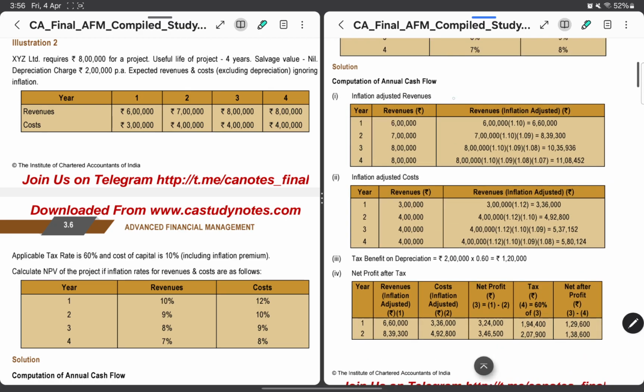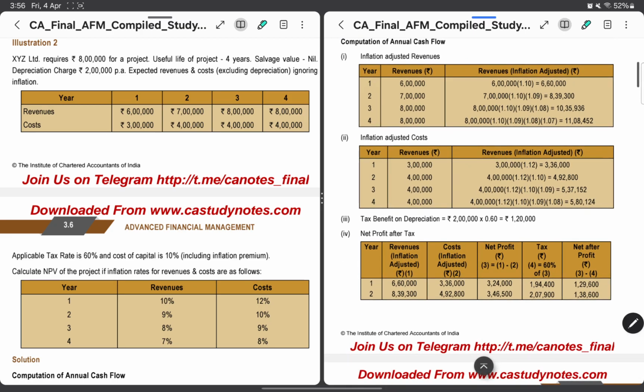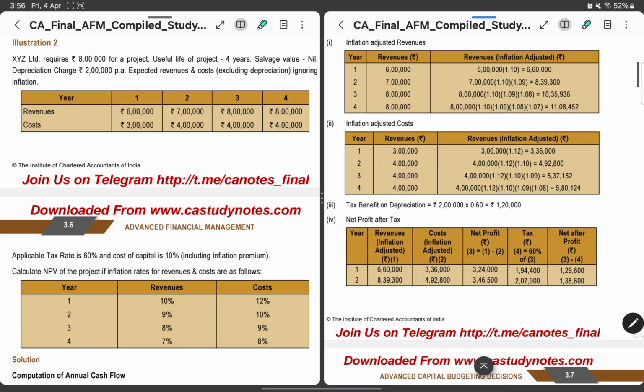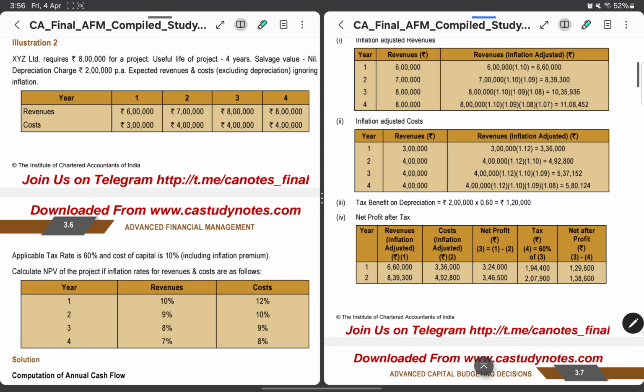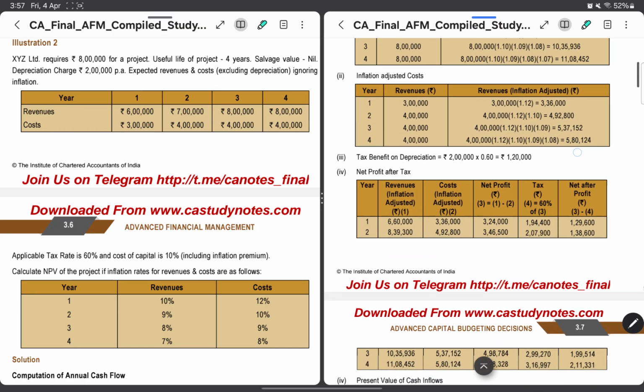So first we have calculated the inflation adjusted revenues, then inflation adjusted cost also, the same way as we did for revenues. So 3 lakh plus 12%, 3 lakh 36,000. Then 4 lakh into first year inflation, then second year inflation, 4 lakh 90,800. Then third year cost is 4 lakh. First year inflation 12%, second year 10%, third year 9%, 5 lakh 37,152. Then fourth year cost. So now we have inflation adjusted revenues for 4 years and inflation adjusted cost for 4 years.